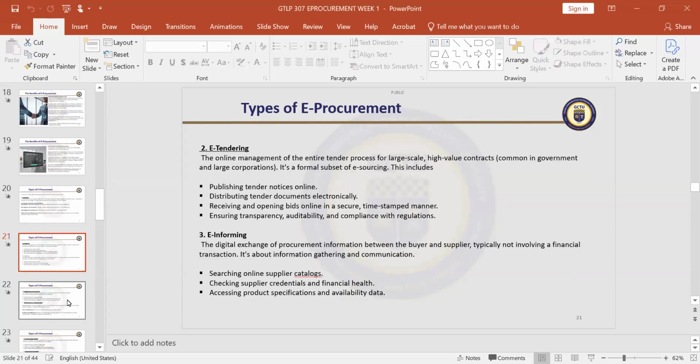And then e-tendering. The online management of the entire tender process for large-scale, high-value contracts, common in government and large corporations, is a former subset of e-sourcing, and this includes publishing tender notice online, distributing tender documents electronically, receiving and opening bid online in a secure time-stamped manner, ensuring transparency, auditability, and compliance with regulations.